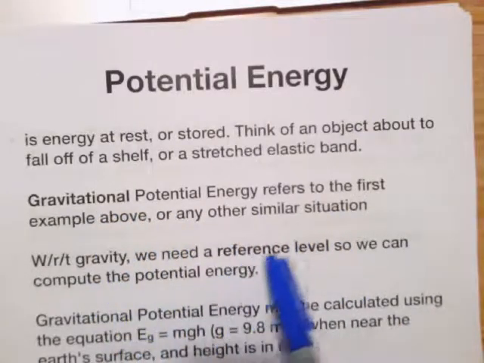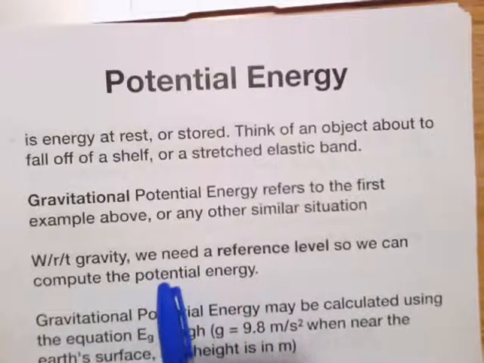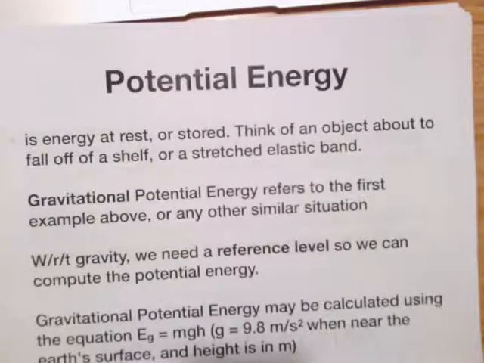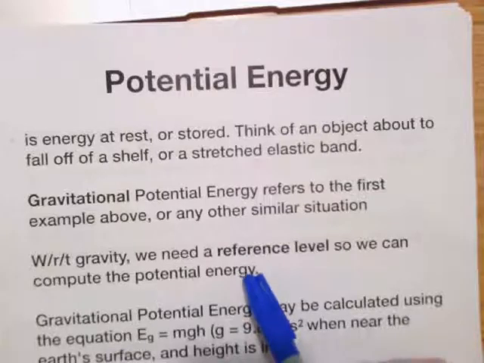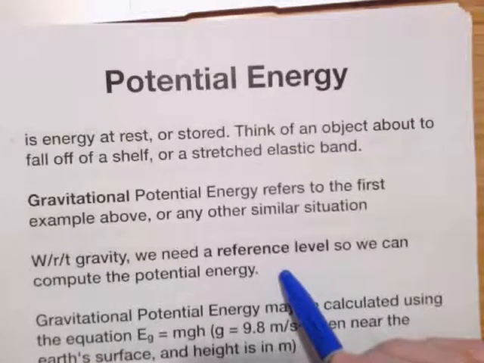With respect to gravity, we need a reference level so we can compute the potential energy. If I'm going to throw something off the roof of my house, we're taking the height of my house into account. Now, if we throw something off the roof of the gym at the school, that's a lot higher. You're going to have more potential energy. You're going to have a much higher speed right before it hits the ground, if it's just dropped.